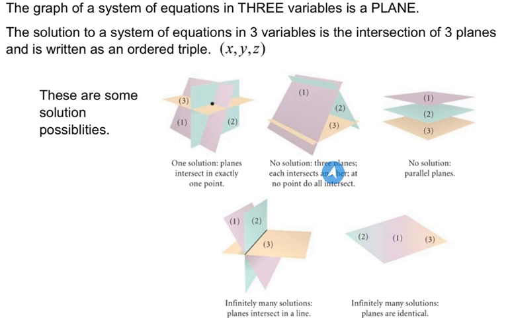We could have a situation where we have three planes that are all intersecting. However, you'll notice that they are not all three intersecting at the same point or line simultaneously. So that is a no solution type of situation. You could also have parallel planes. Parallel planes do not intersect, just as parallel lines do not intersect. And again, that would be no solution.